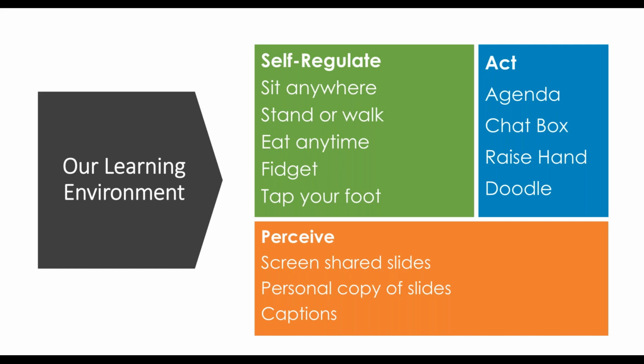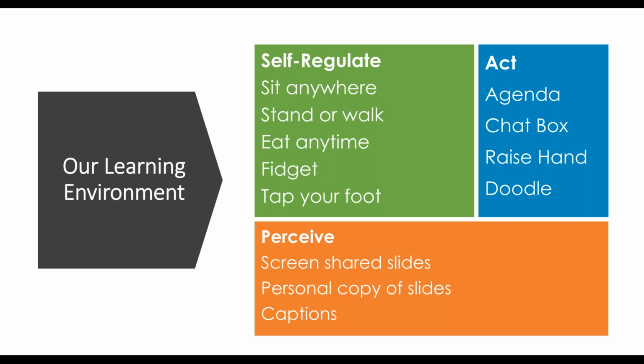So we're going to practice what we preach today, and a couple things that we have going on are going to allow you to really look at our environment and look at universal design. The first thing is you're able to self-regulate. Most of us are at home, so you have the opportunity to sit anywhere you want. If you want to stand and walk around, if you want to eat, please enjoy some breakfast. If you're a fidget or a tap footer, please go ahead and do that, because that's your self-regulation. You're able to have that accommodation or modification to your environment.